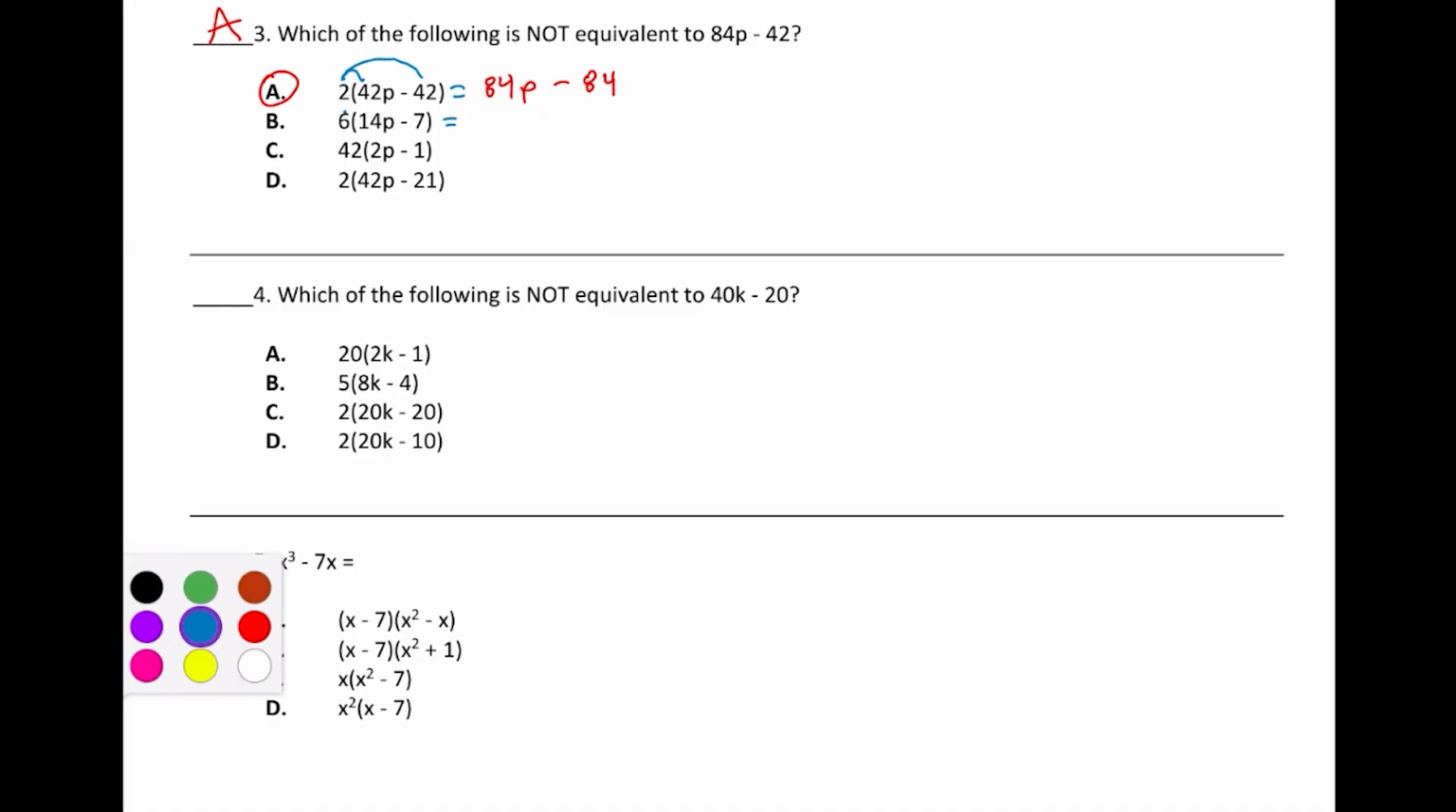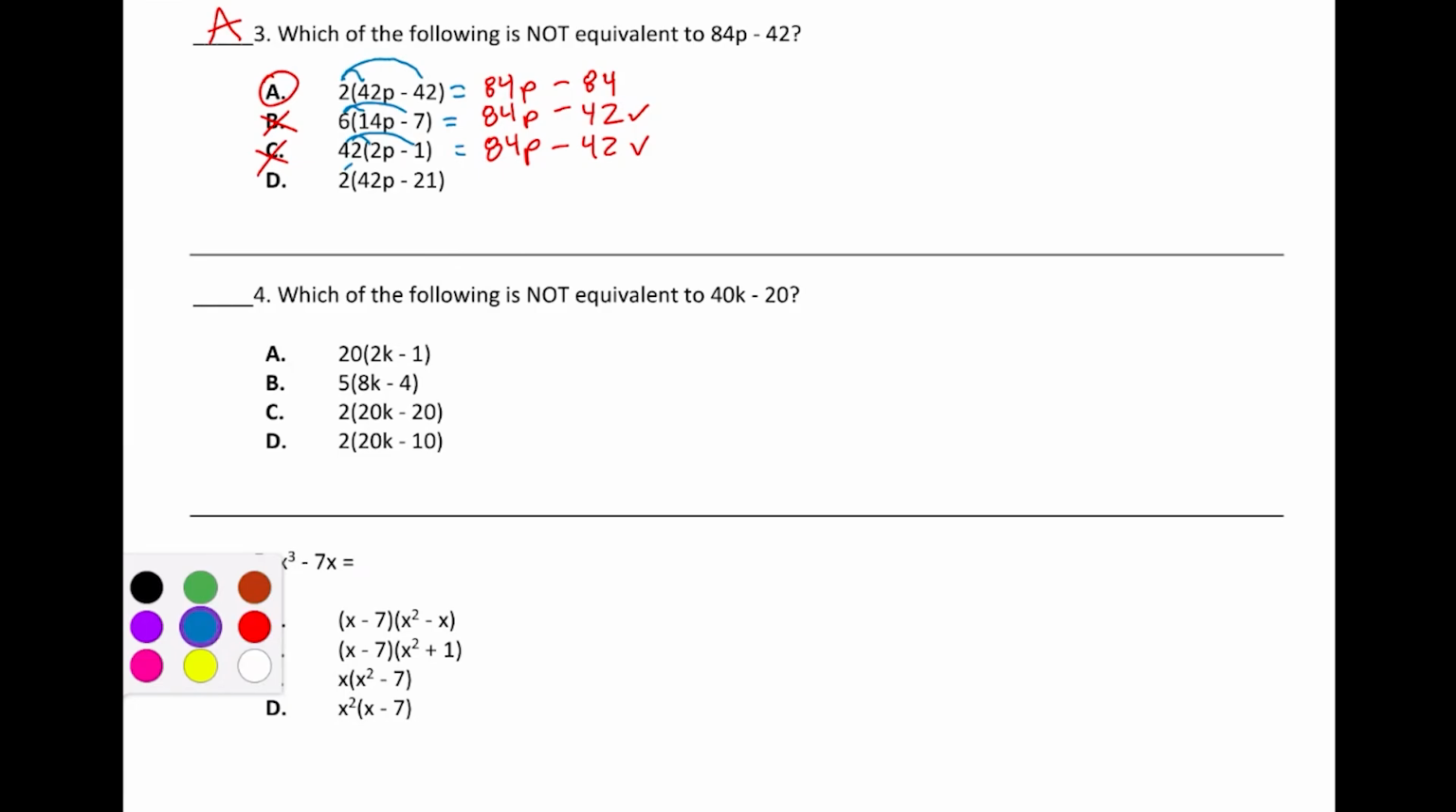So if I distribute the 6, and don't be afraid to use a calculator here. 6 times 14 is something you probably could do by hand, but you don't want to risk getting it wrong. Make sure you use the calculator when you have it available. 84p minus 6 times 7, which is 42. Okay, so that is not going to be our answer because that is equivalent to the given expression. If I distribute the 42 into this 2p minus 1 expression, 42 times 2 is 84. So once again, we get that 84p. 42 times negative 1 is negative 42. That is equivalent, which means that is not the answer.